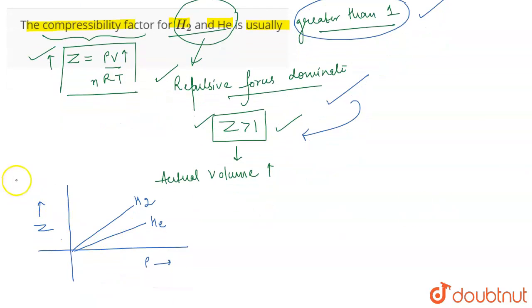You can also see it from this curve between Z and the pressure, okay? The curves for H2 and helium are straight lines above the pressure axis. It means that Z is greater than 1 in this case, okay? So that's all for the question.